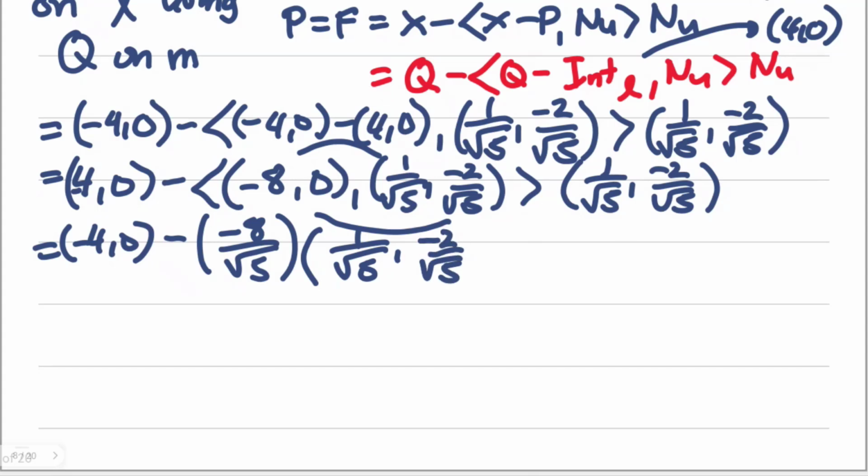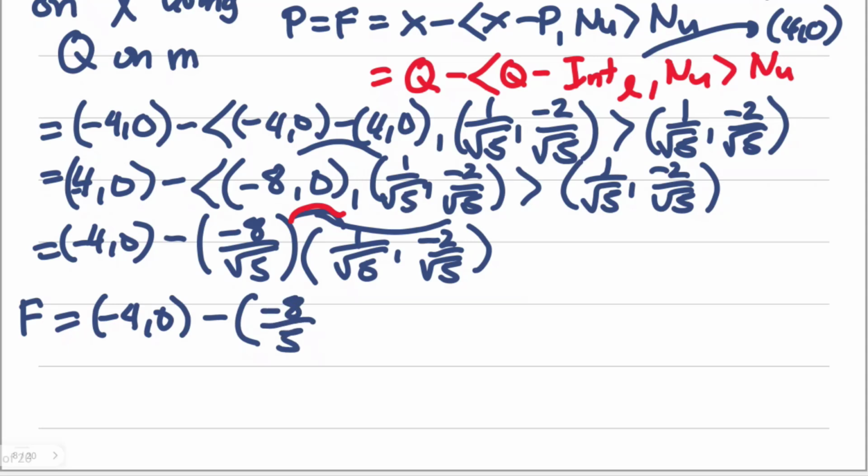Okay? This time, you would see that your foot, which is your P, is negative 4, 0. And you will have your minus. You're going to multiply that scalar quantity now. When you multiply that here, you will get a result of negative 8 over 5. Take note, square root of 5 times square root of 5 is 5. And the other one is positive 16 over 5.